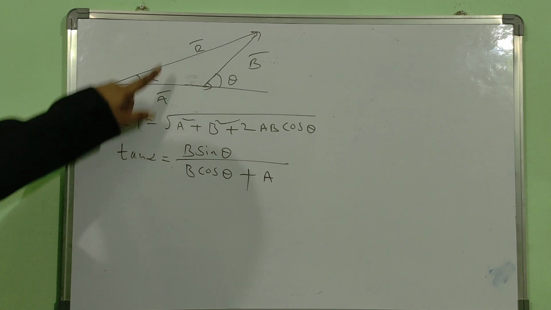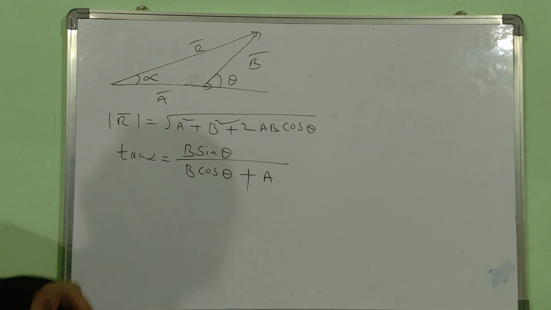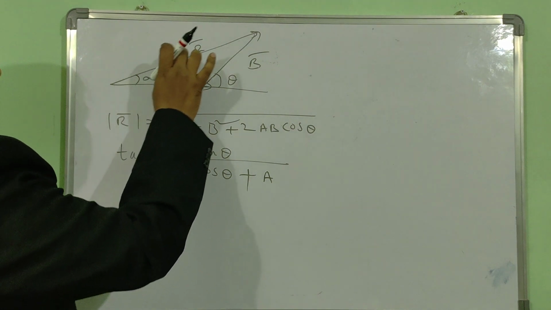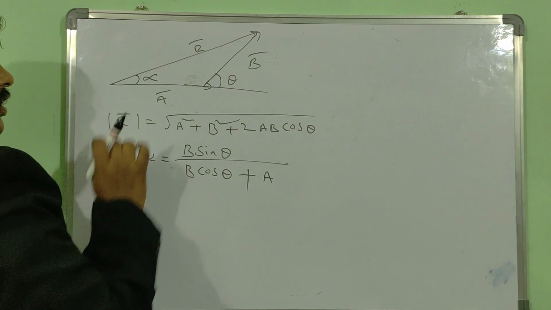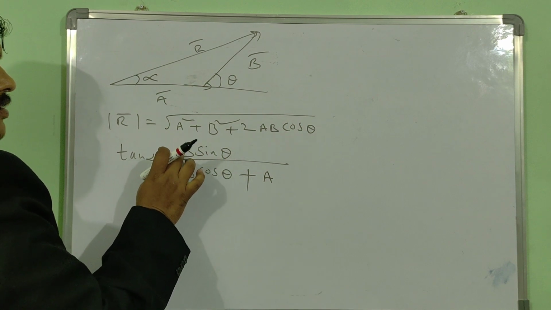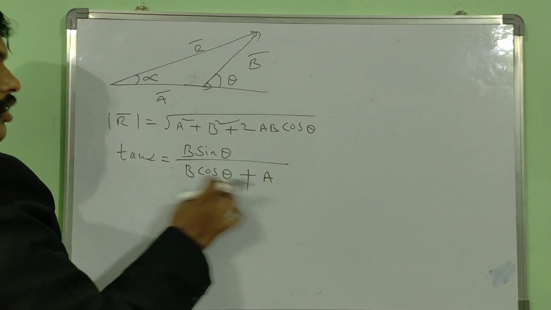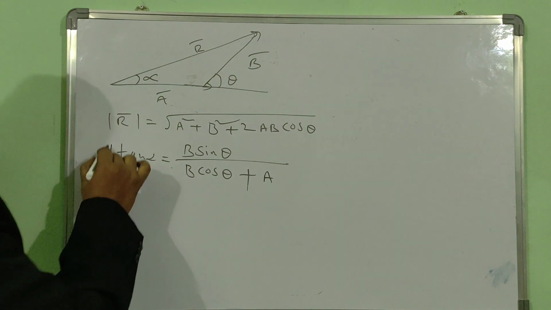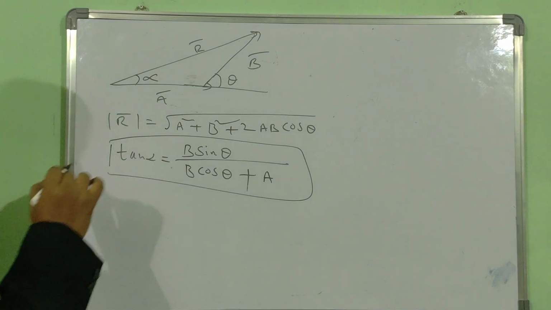What is the angle made by the resultant vector R bar? This is the alpha, the angle made by the R bar vector with the A bar vector. In that case, my numerator starts with the other vector's magnitude: B sin theta over B cos theta plus the A bar vector length. That's all. This is the tan alpha calculation.